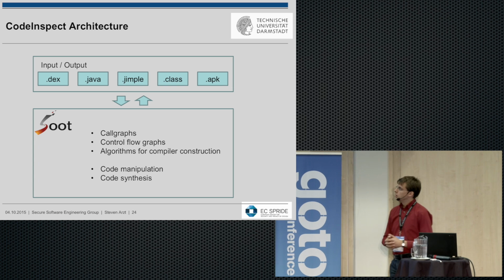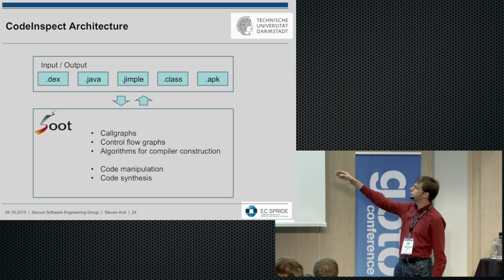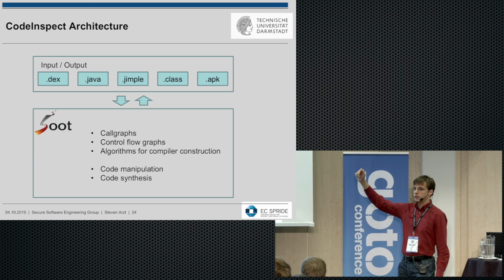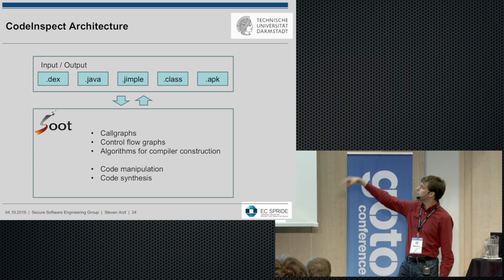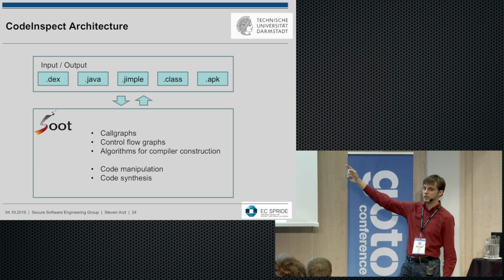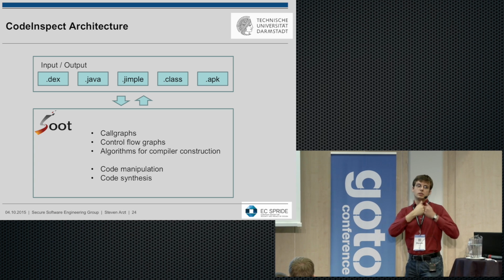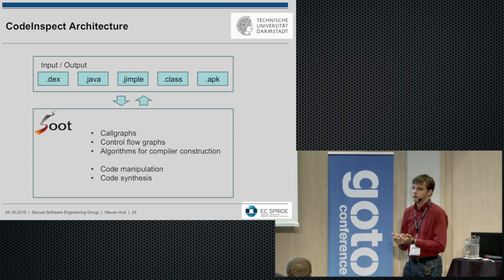The idea is you have input formats that can be DEX files, APK files, Java source code files, Java class files, and you can input and output those. So I can easily say, let's take a DEX file, put it into Soot, come back with a Java class file, or take a Java class file and merge it into an APK. So I can just add code to an existing APK.